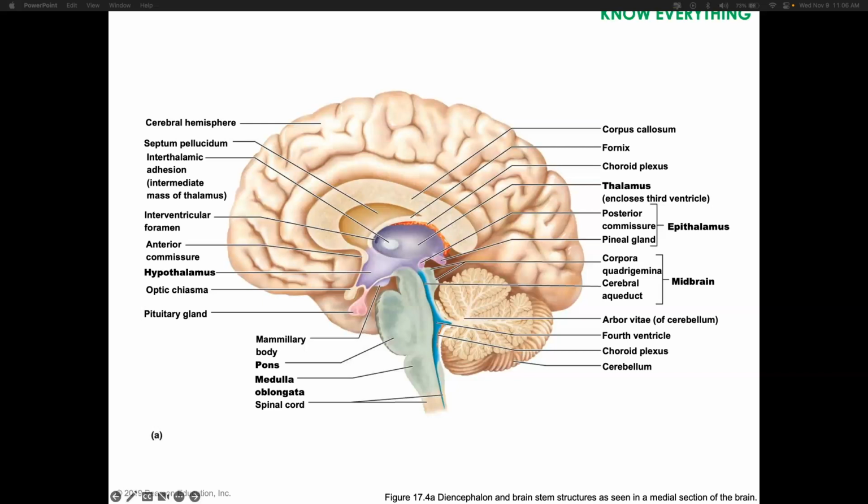The interthalamic adhesion connects the left and right portion of the thalamus together. The medullary body relays impulses to the thalamus. Next, we have our interventricular foramen, which connects the ventricles together. And then lastly, within the brainstem, you can see the pons, the medulla oblongata, and then lastly, the spinal cord.